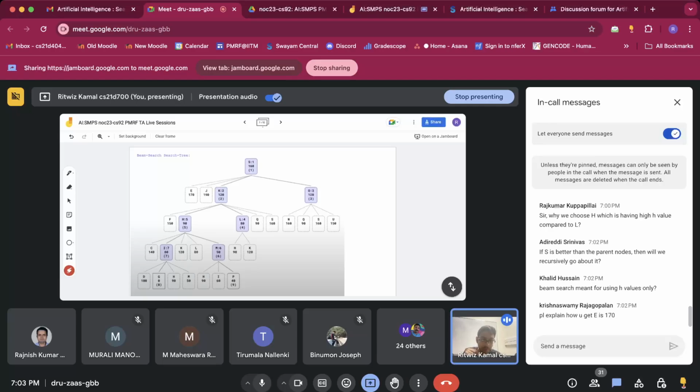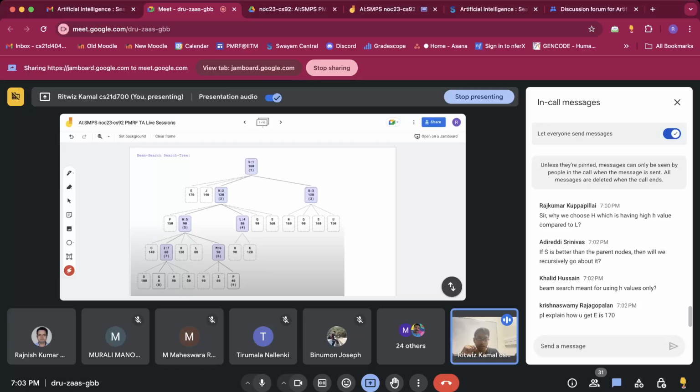While you clarify it, maybe I'll answer the other questions. Beam search meant for use only H values. So the current question that we are dealing with told us to use only H values. If it tells us to use some other way, we would use some other way to evaluate the nodes at each level.